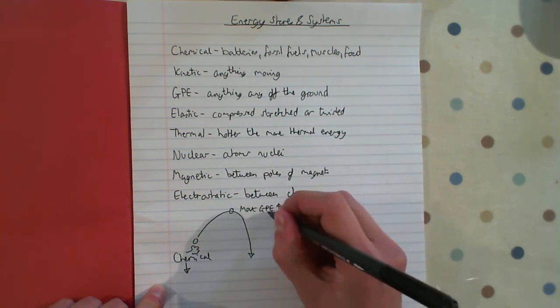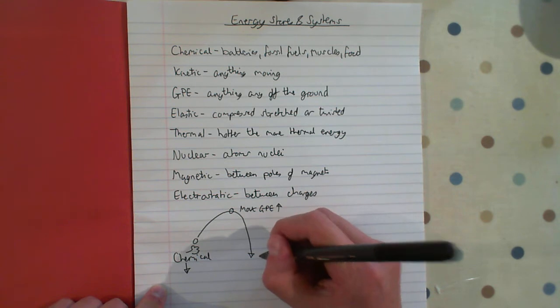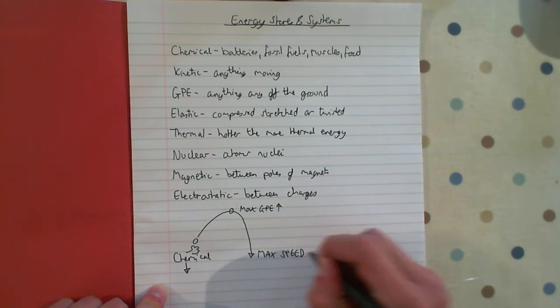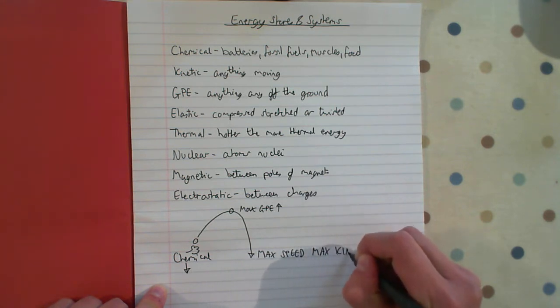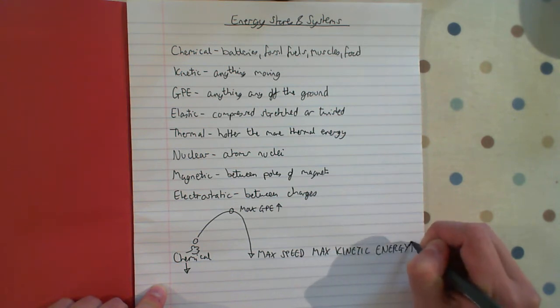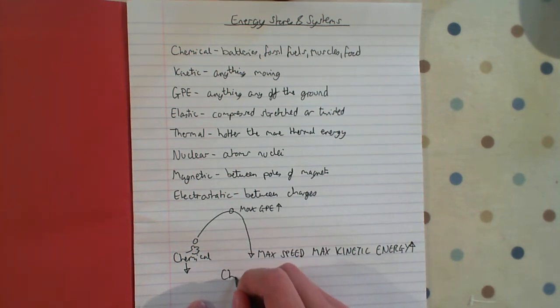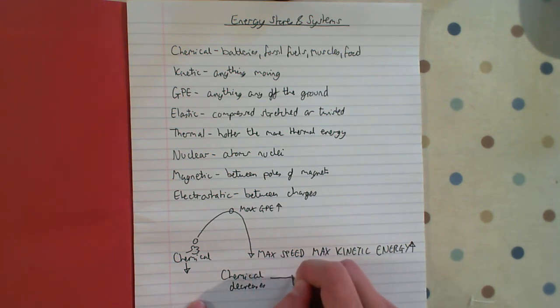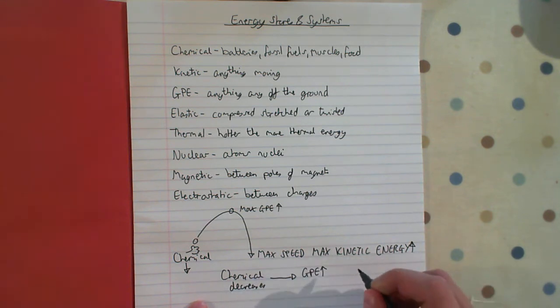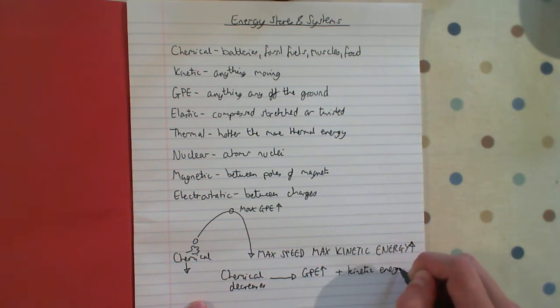But then that GPE decreases as it goes down. As the ball goes down, it gets faster and faster and faster. At the bottom, it's got its maximum speed, so it's got its max kinetic energy, which increases. So the overall energy transfer, we can write as chemical decreases, and that's mechanically transferred to gravitational potential energy, which increases, and kinetic energy, which also increases. And I represent the increases with the arrows.